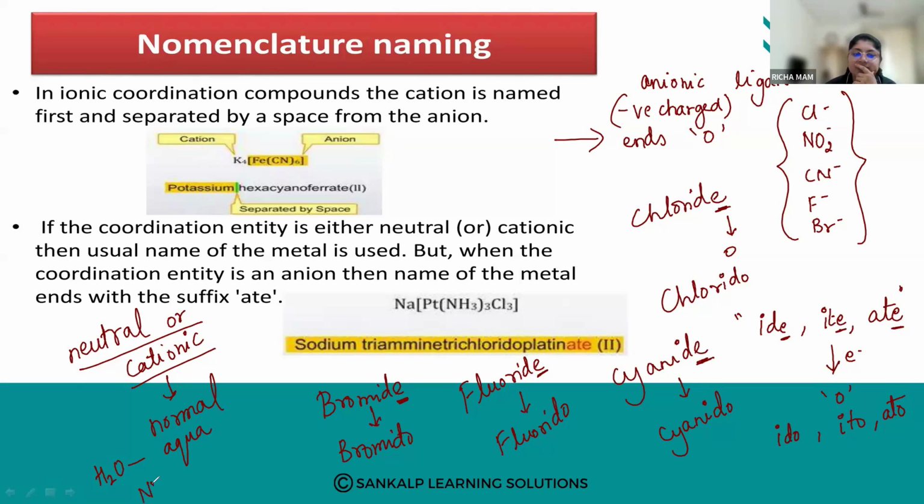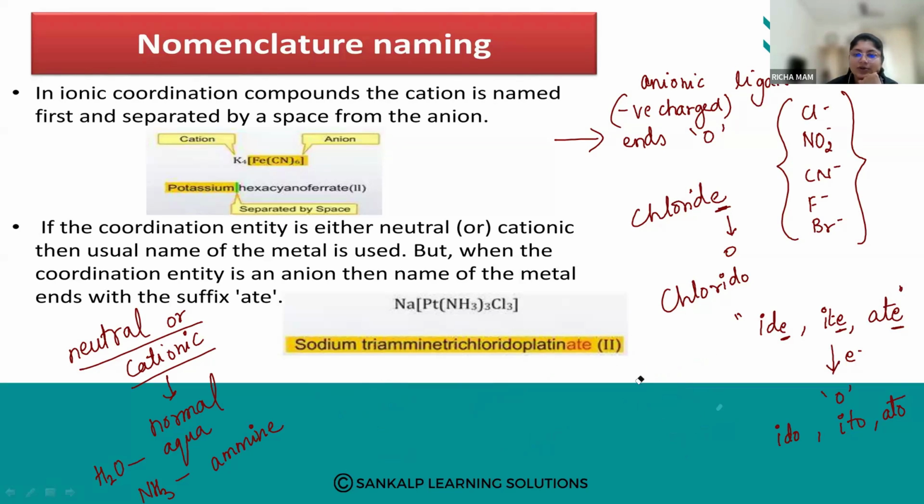Then NH3 is named as amine. Please note it down. Very important. You have to know this while you are naming the compounds, so please write it down. These are the exceptional cases.